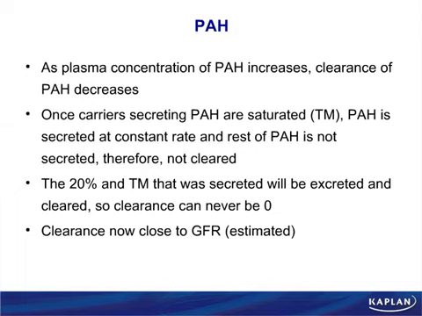So the clearance will decrease, and it will approach the clearance of inulin, but it will not equal the clearance of inulin. Remember, the 20% that was filtered plus the transport maximum that was secreted will always be excreted and cleared. So the clearance can never reach 0. But once again, the clearance now is close to GFR, so we can use this to estimate GFR. So at very high concentrations of PAH, the clearance estimates GFR, just like creatinine. Again, I use the term estimate because you still have a small amount that you are clearing.